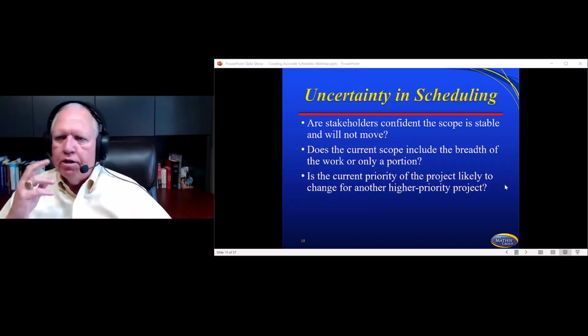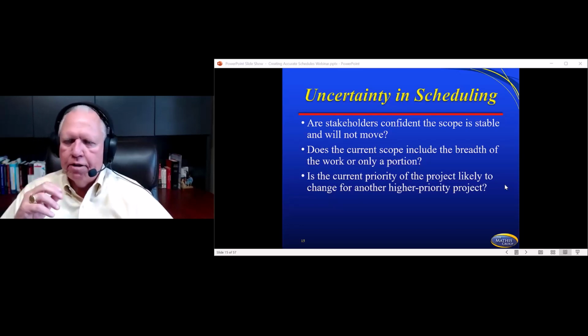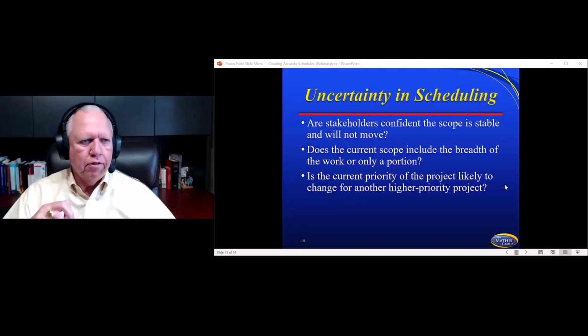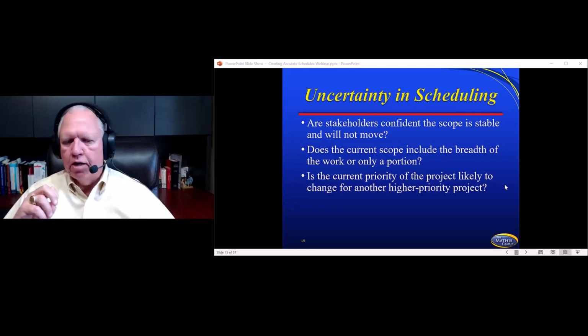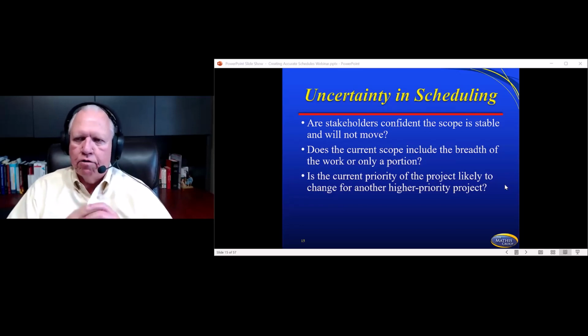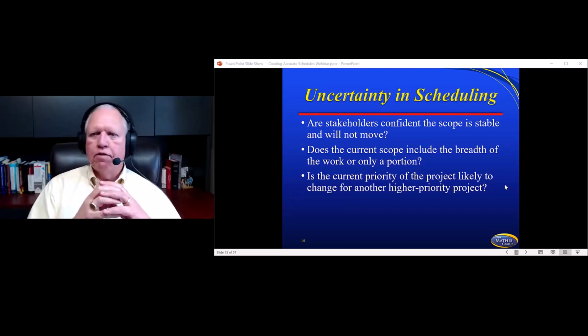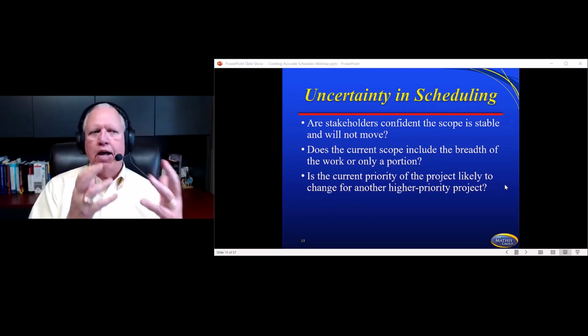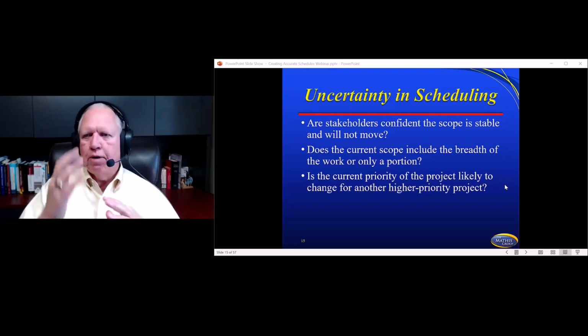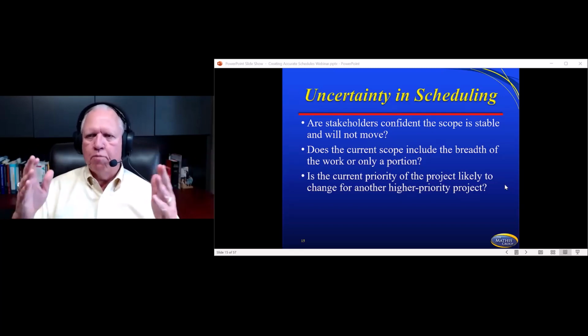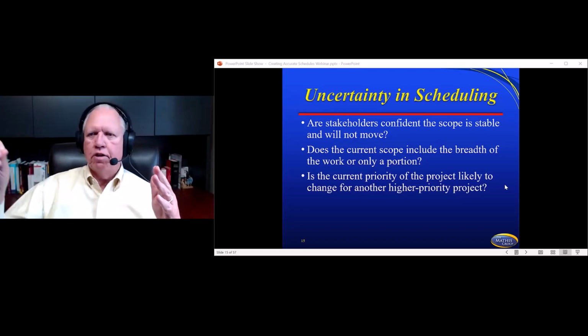Now, this brings us into that question mark that we all have, and that is the uncertainty of scheduling. There's going to be something we don't know about the schedule. Are stakeholders confident that the scope of work is stable and not going to change a bunch? Or is it just a generalized scope that's out there to get us going, but you anticipate there's going to be a lot of changes? Does the current scope include the breadth of the work or only a portion of the work? And is some of that still evolving?